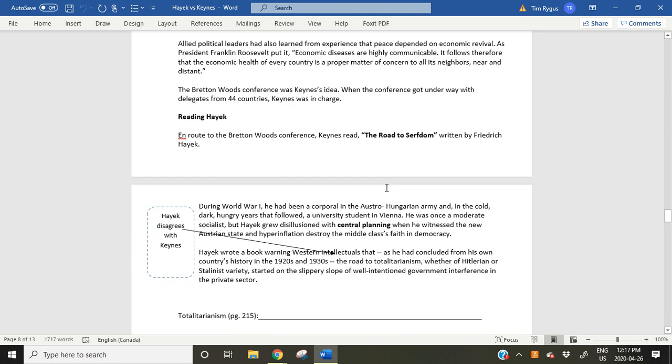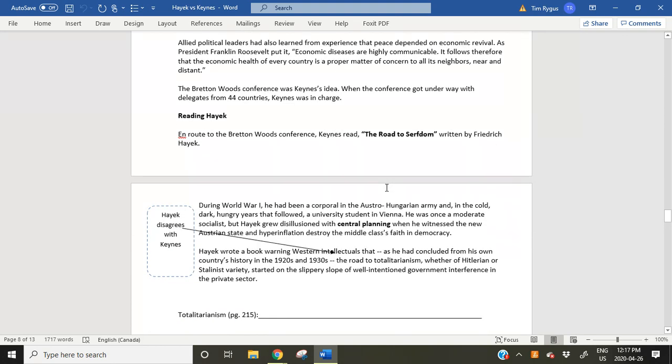Now, let's get into Hayek a little bit. En route to the Bretton Woods Conference, Keynes read The Road to Serfdom. This was written by Friedrich Hayek. Hayek disagrees with Keynes. During World War I, Hayek had been a corporal in the Austro-Hungarian army, and in the years that followed, he was a university student in Vienna. He was once a moderate socialist, but he grew disillusioned with central planning when he witnessed the new Austrian state and hyperinflation destroy the middle class's faith in democracy.